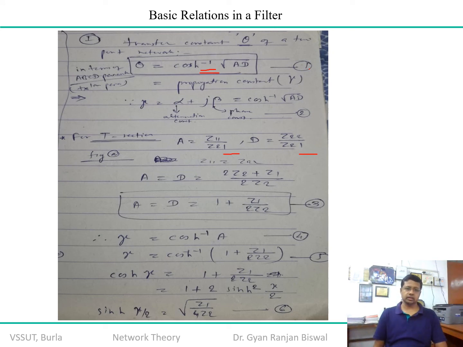Similarly, gamma, the propagation constant, I can get with the help of cosh inverse root over AD. If I substitute the values of A and D, I can get this in terms of Z1 and Z2. So cosh gamma is equal to cosh inverse of (1 plus Z1 upon 2Z2). Don't try to cram these things. Derive it and you will easily understand how these equations come about. You don't need to cram; cramming is the worst thing you can do. Go for it only for very complicated equations, not for this kind of easy, simple equations.